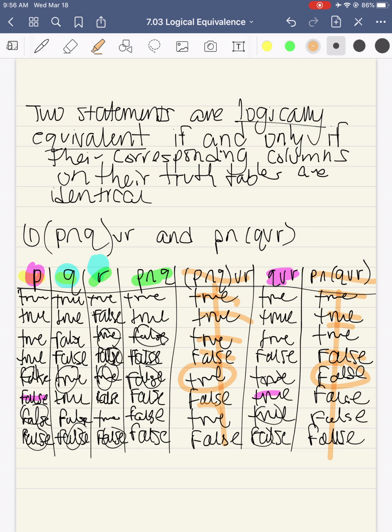And so these are the only statements that are different. So again, it just needs at least one row to not be the same to make it not logically equivalent. So if these two rows were the same, then we would have logical equivalence. But since they are not the same, these statements are not logically equivalent.